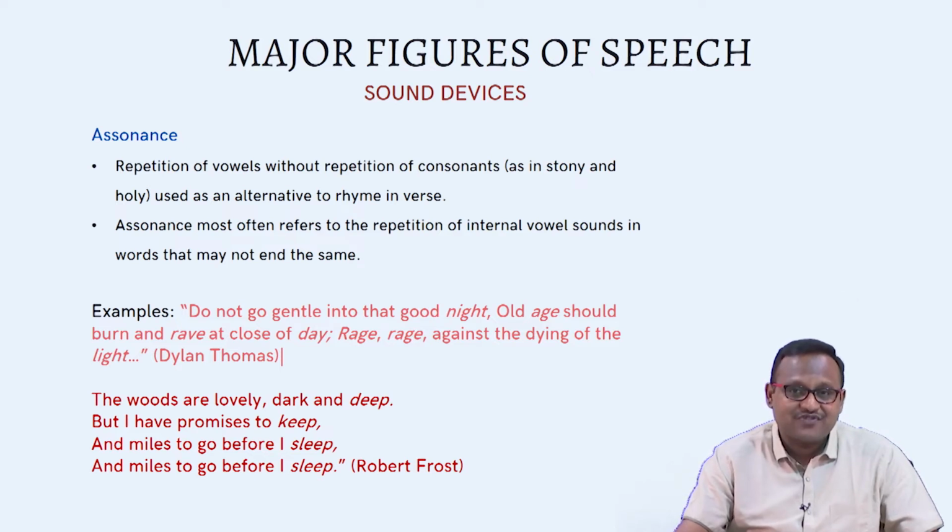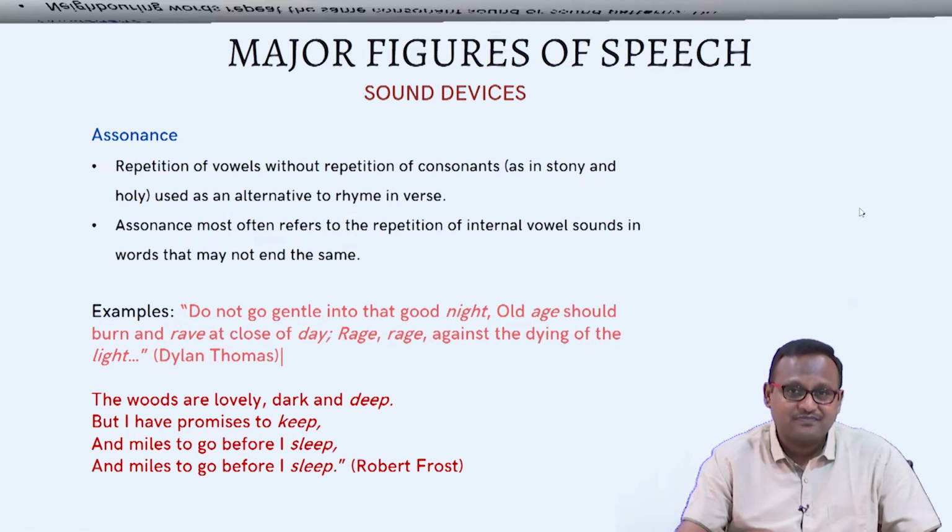Another example is from these immortal lines: The woods are lovely, dark and deep, but I have promises to keep. Stopping by Woods, I am sure you will have read this poem maybe during your 10th or 12th or at some other stage. Woods are lovely, dark and deep, but I have promises to keep, and miles to go before I sleep, and miles to go before I sleep. Look at how deep, keep, sleep, there is a repetition of the sound e. I am sure now you get a fair understanding of what assonance is.